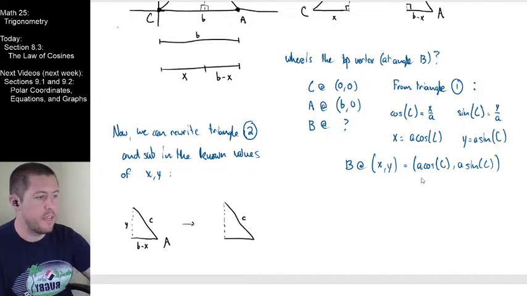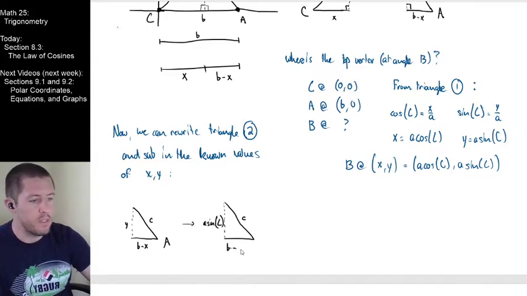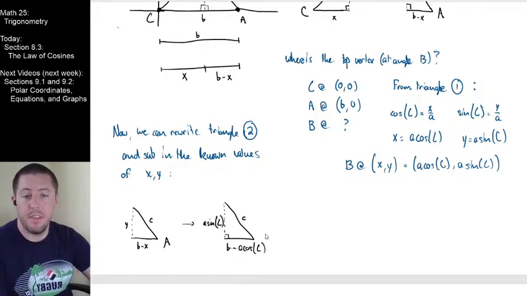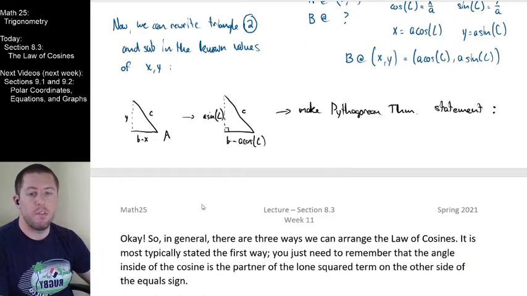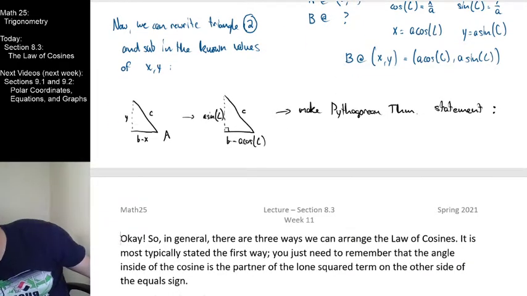This is still side length c, but I now know that y is a sine of c. Similarly down here, I know that this is b minus the x term, which is a cosine c. And because this is a right triangle, the Pythagorean theorem should apply. It turns out that the law of cosines is really just a more general version of the Pythagorean theorem.